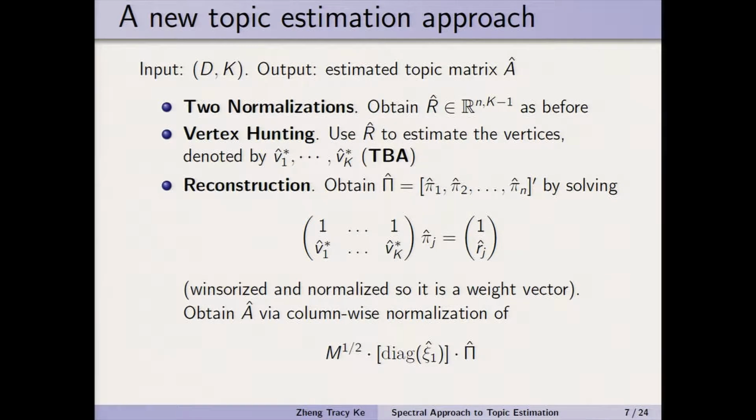The first step was introduced slightly earlier. In the second step, the main goal is to use the rows of R hat to estimate the K vertices. R hat is a noisy version of R, so therefore we will see a blurred simplex. And the problem is how to estimate the simplex with noise corruption. I will discuss it later. And the third step, once we have the vertices, follows exactly from the insight on the previous slide.